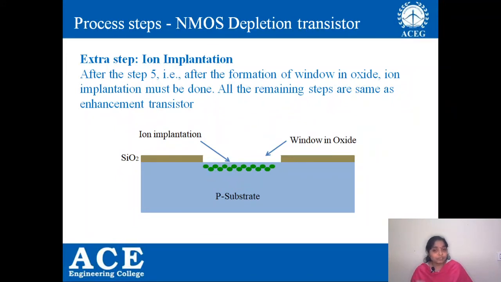With the application of the input voltage, the channel is created during the operation. But in a depletion type transistor, the channel already exists even before the application of input voltage. So in order to have the channel even before the application of input voltage, you require certain N ions in order to form a channel between source and drain.